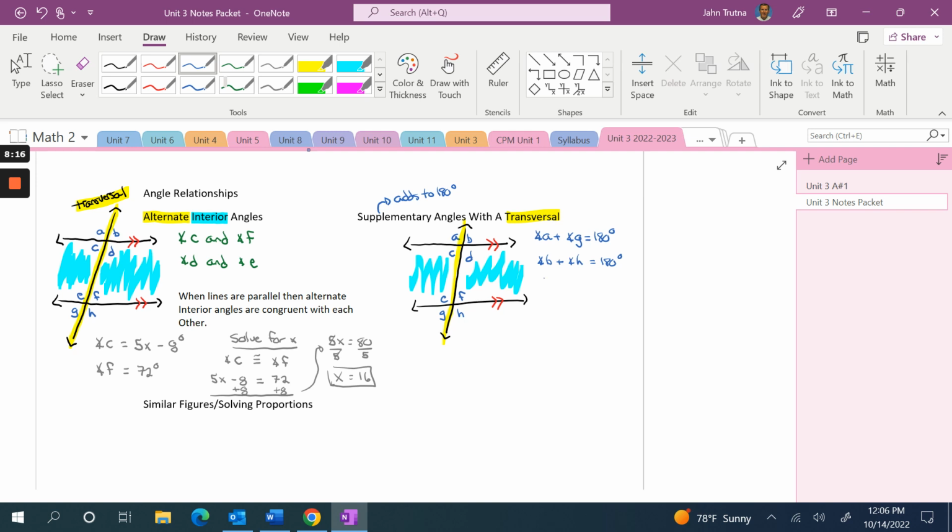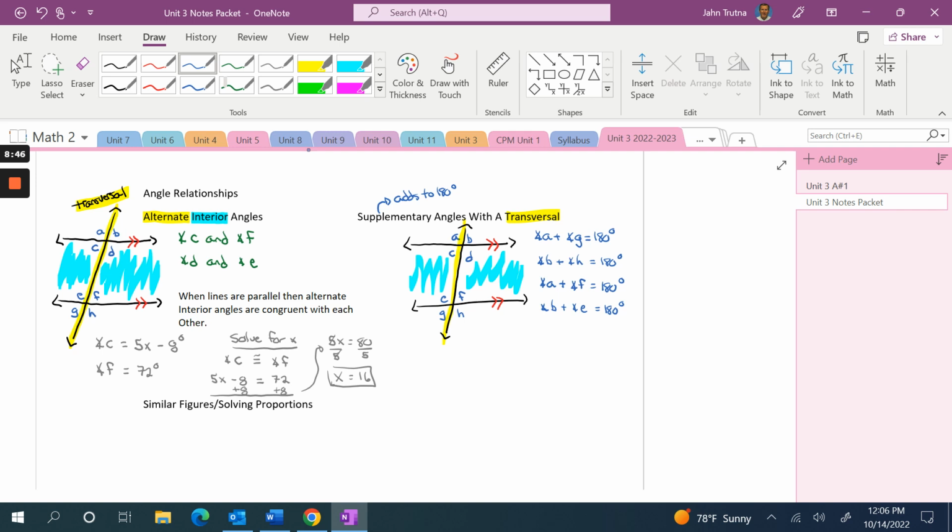The same thing would be if you take angle A, which is on the exterior of the parallel lines, and add it with angle F, those two angles would be supplementary. They would add up to 180. Angle B and angle E would add up to 180 as well. Now, these don't have any special name other than the fact that they are supplementary.